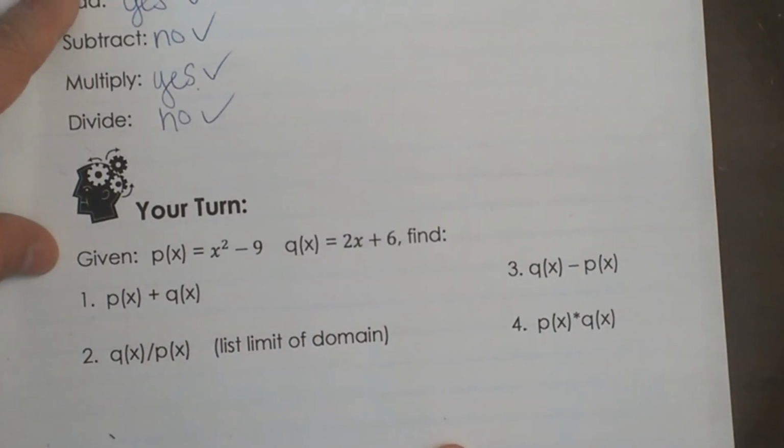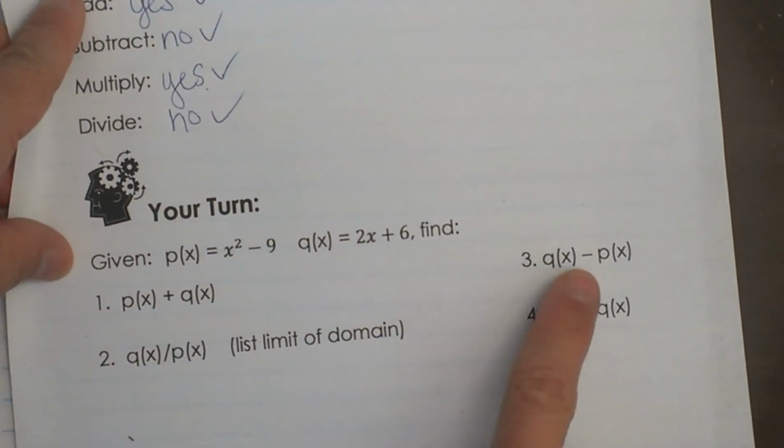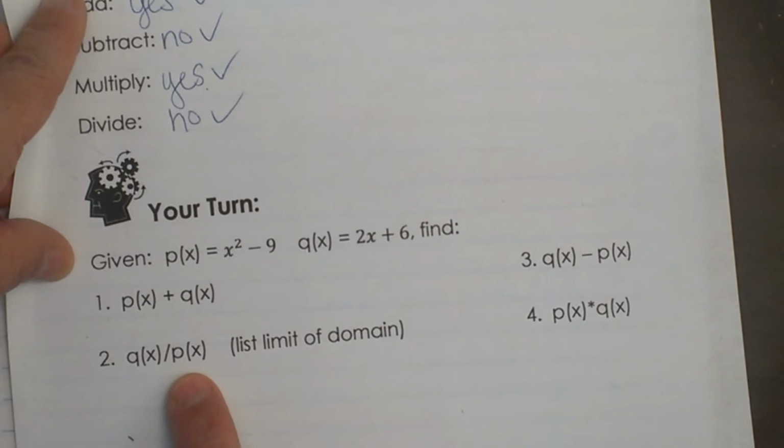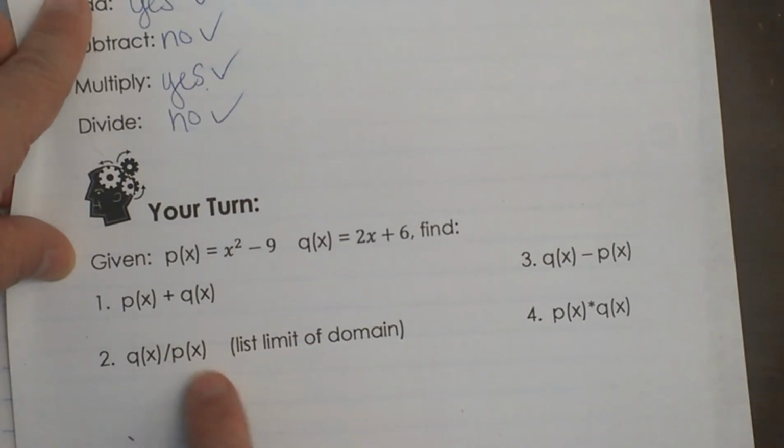At this point in the video, I'm going to stop and let you give these a try. You've got adding two functions, subtracting two functions, dividing two functions, and multiplying two functions. Remember, when you divide, list any limit that you have in your domain, and that limit is based on the denominator, in this case, what will make the p of x function equal 0.